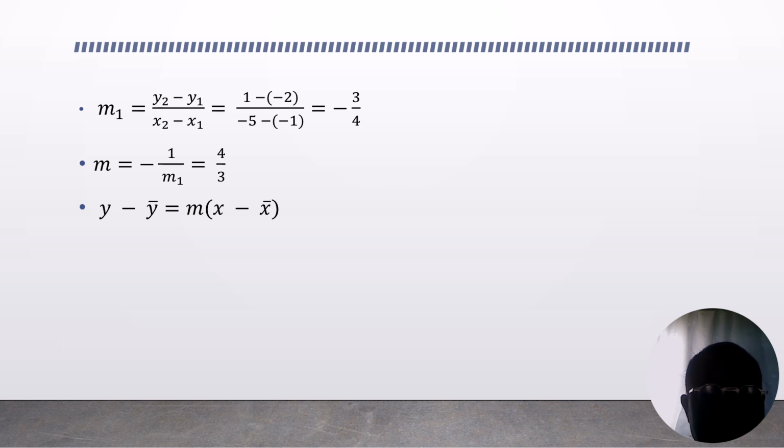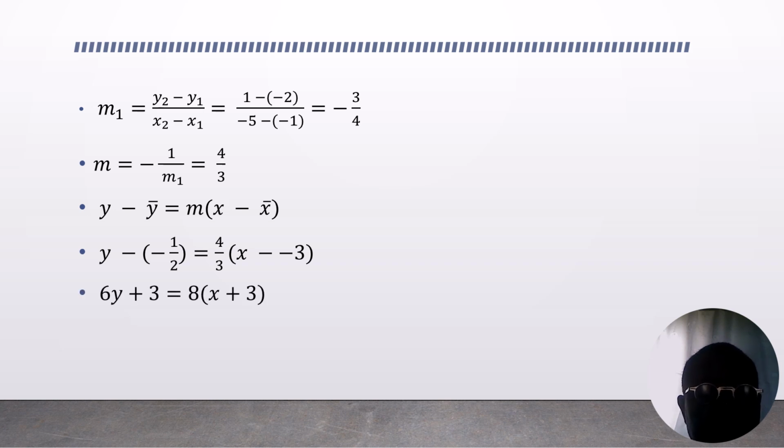times x minus x bar. That is, y minus minus half is equal to 4 over 3 into x minus minus 3. Simplifying this, we have 6y plus 3 is equal to 8 into x plus 3. And this can be rearranged as 8x minus 6y plus 21 equal to 0.